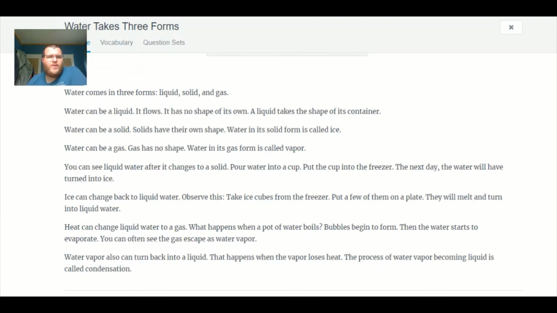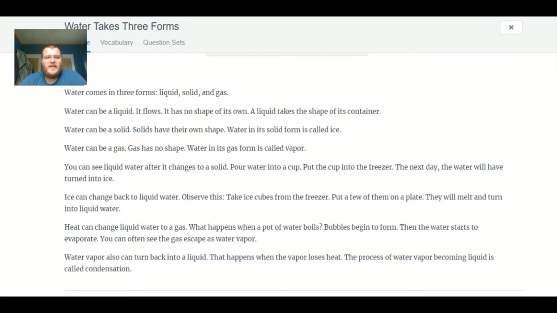Water comes in 3 forms: liquid, solid, and gas. Water can be a liquid. It flows. It has no shape of its own. A liquid takes the shape of its container. Water can be a solid. Solids have their own shape. Water in its solid form is called ice. Water can be a gas. Gas has no shape. Water in its gas form is called vapor.